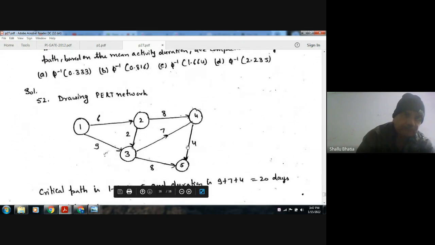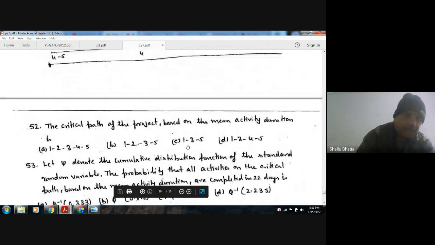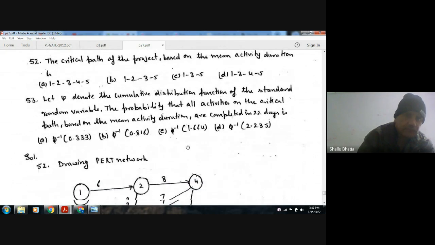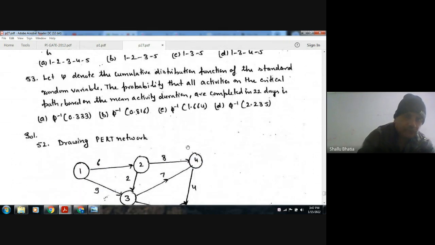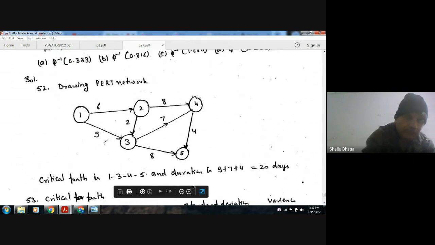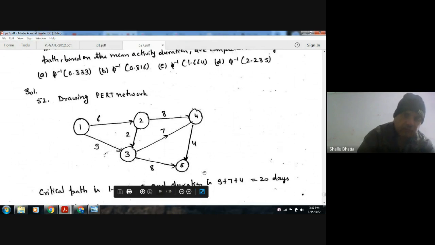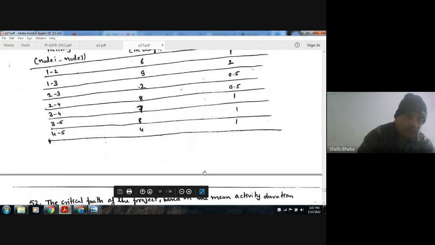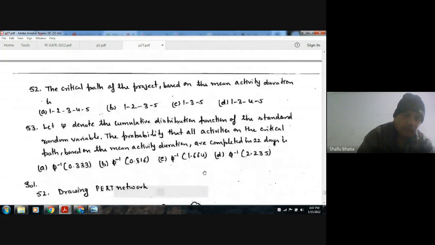Similarly, 3-4 is 7 and 3-5 is 8. And the last one is 4-5, which is 4. So this is the network.